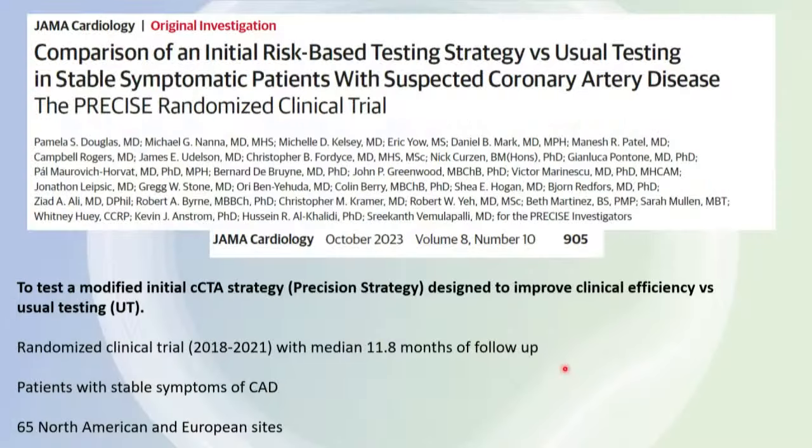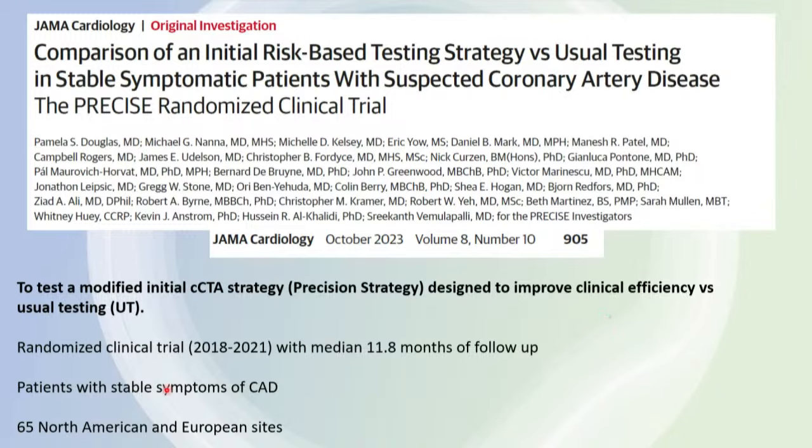All right, so this is a study that's relatively recent, published in 2023. And I find the study interesting because this was one of the first studies that looked at how in current day and age, the FFRCT can be a gatekeeper to the cath lab. So this was done by the same group who did the PROMISE trial, and they did this study where they randomized subjects to either a precision strategy, what they call, or usual testing, and the aim of the study was to see if this precision strategy improves the clinical efficiency.